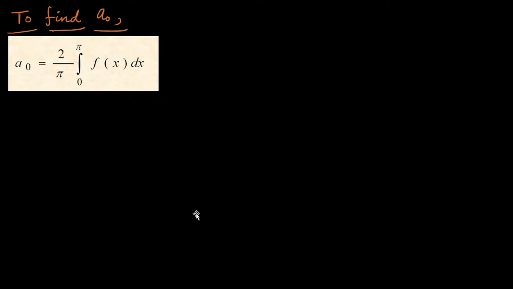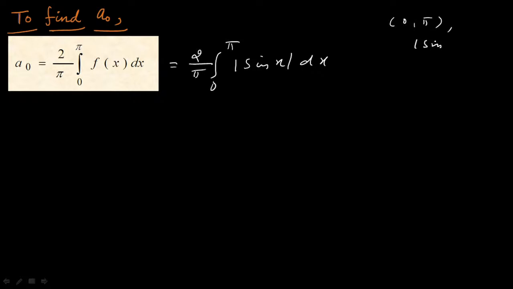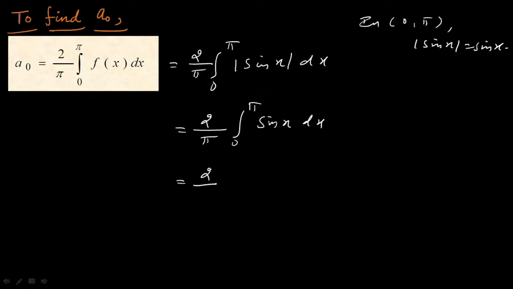Let me first calculate the value of a naught. So for that we make use of the formula a naught is equal to 2 by pi integral 0 to pi f of x dx, that is equal to 2 by pi integral 0 to pi, where f of x is nothing but absolute sin x, isn't it? So in the interval 0 comma pi, absolute sin x takes the value sin x itself. So in my next step, sin x dx, integrating sin x, what you get, minus cos x, isn't it, with the limit from 0 to pi.